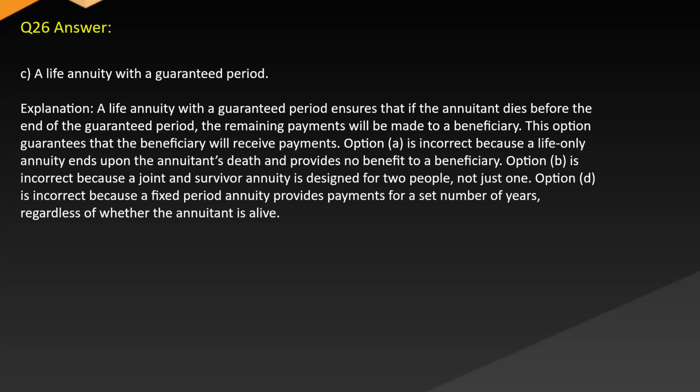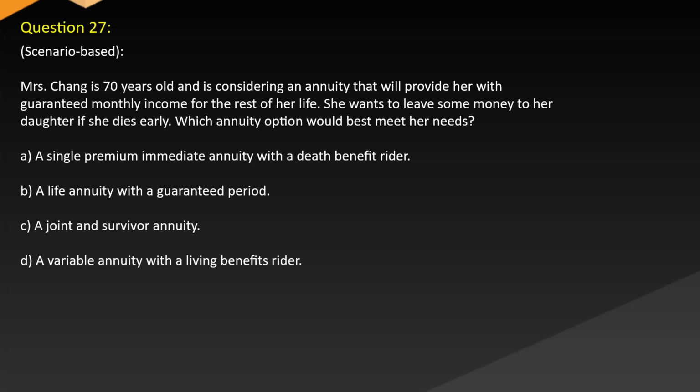Option A is incorrect because a life-only annuity ends upon the annuitant's death and provides no benefit to a beneficiary. Option B is incorrect because a joint and survivor annuity is designed for two people, not just one. Option D is incorrect because a fixed period annuity provides payments for a set number of years, regardless of whether the annuitant is alive. Question 27, scenario-based.